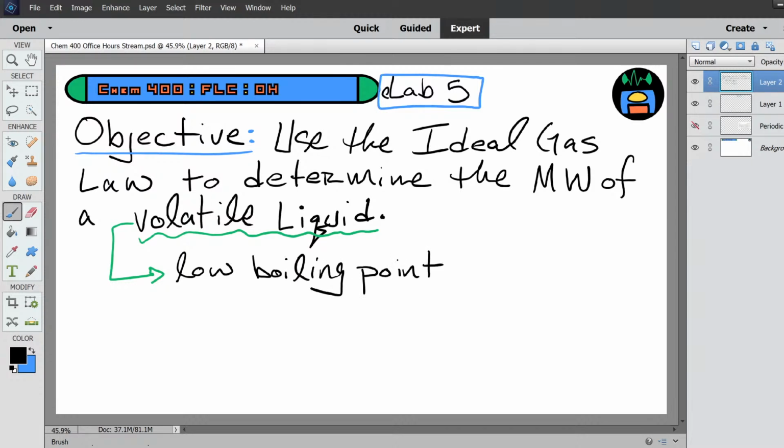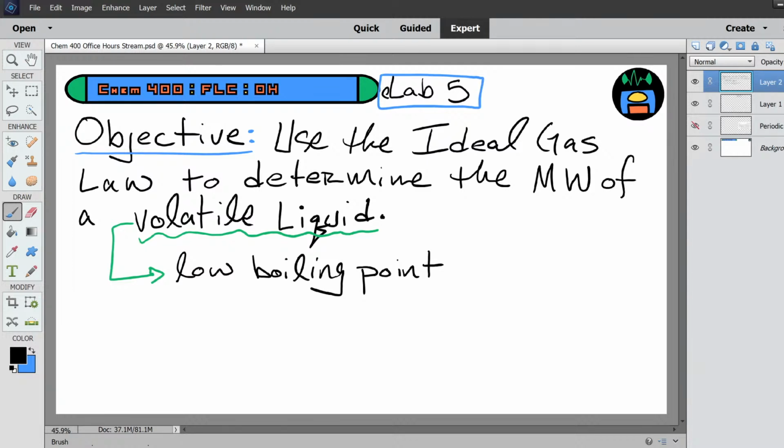So water is not a volatile liquid. It boils at 100 degrees Celsius, right? That's 212 degrees Fahrenheit. It takes a lot of energy to get water into the gas phase. A volatile liquid does not take a lot of energy. An example of a volatile liquid is nail polish remover, right? Acetone. If you have any experience with it at all, you know that it evaporates just at room temperature. You squirt it, or if you spill some, it's dry a few moments later.